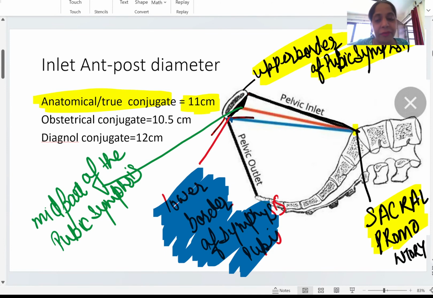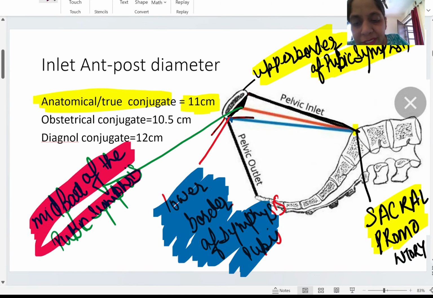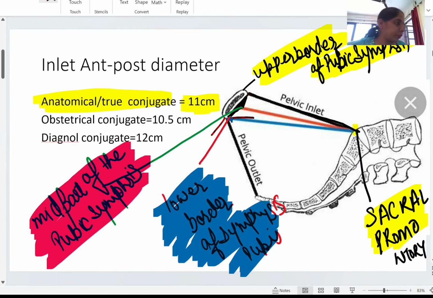Very good. The one which is in red in color. So we have to measure up till the sacral promontory. But if we start from the upper border of the pubic symphysis, then it is the anatomical or true conjugate. If we go down, it will be the obstetric conjugate, and the lowermost one is the diagonal conjugate.